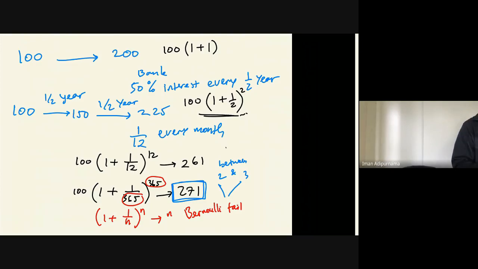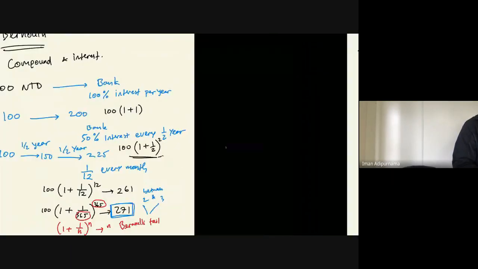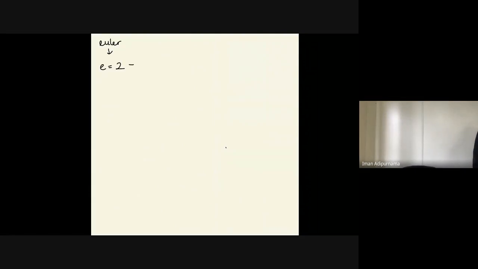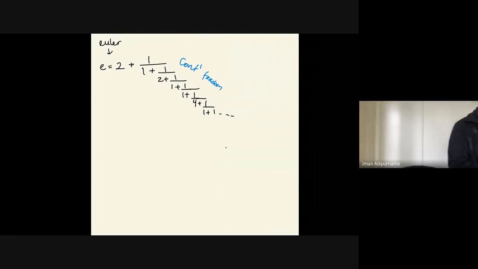And 50 years later, Euler worked it out, okay? I will write some Euler formula, but I will not go into depth because I think there's some also for the next calculus. So Euler found that E is 2 plus 1, and then 1, 2, 1, 1, 4, 1, 1, 6, 1, 1, and it never ends. That's why it's called irrational. This is called the continued fraction, but I will not go into detail, just to show you that E also can be written like that.